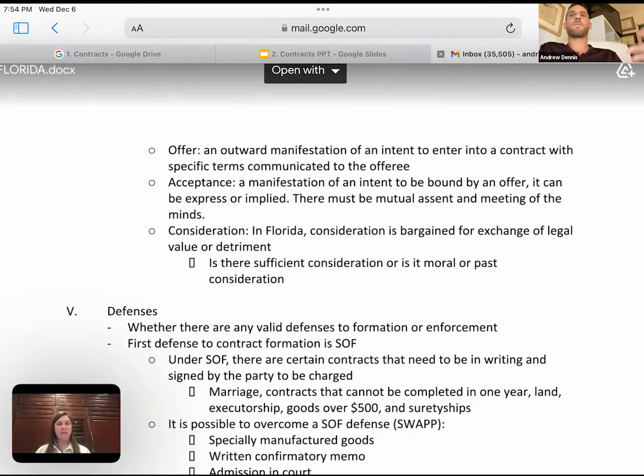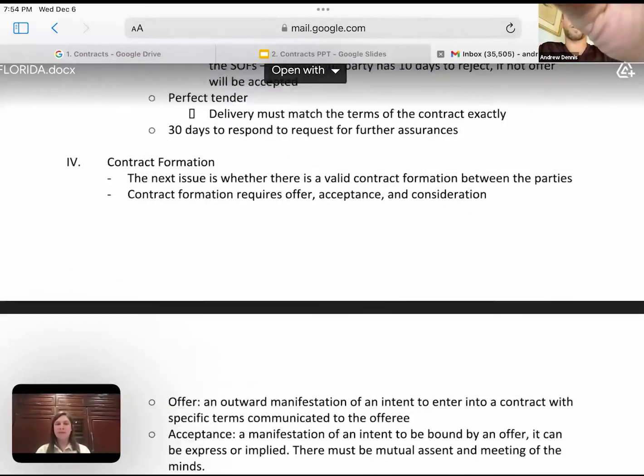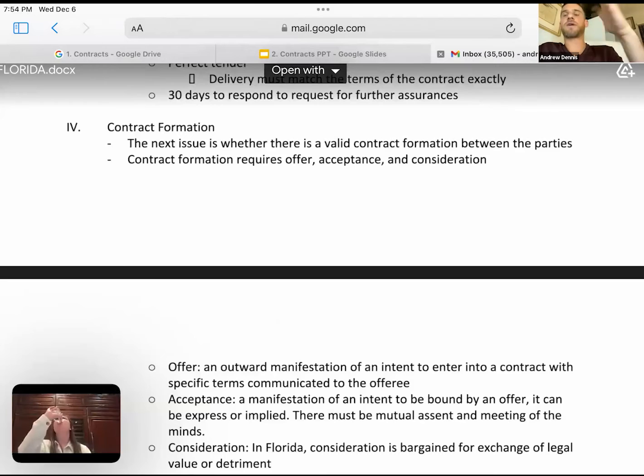So, I know I've spent much more time on the first three pieces than the big one that you have to talk about. But does anyone have any real questions on offer, acceptance, consideration?